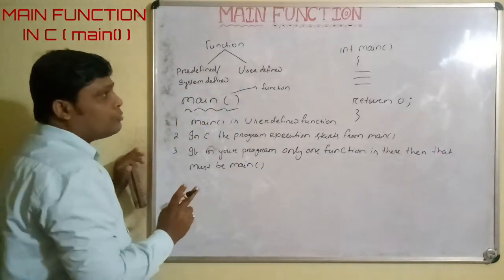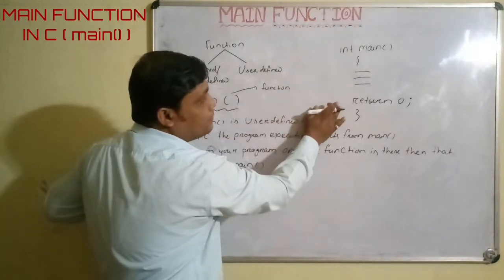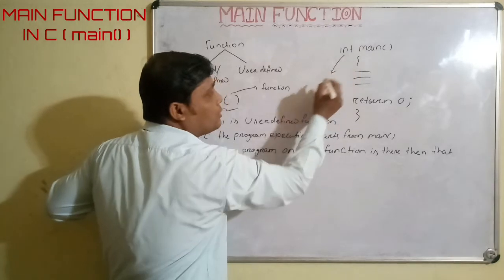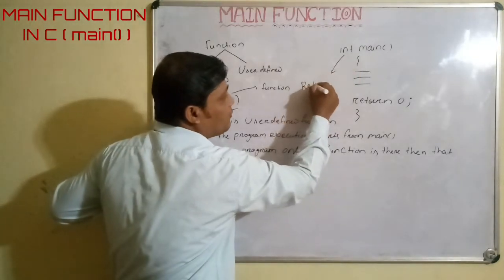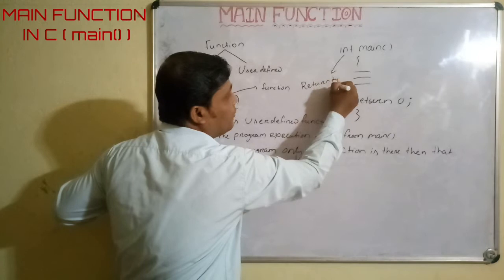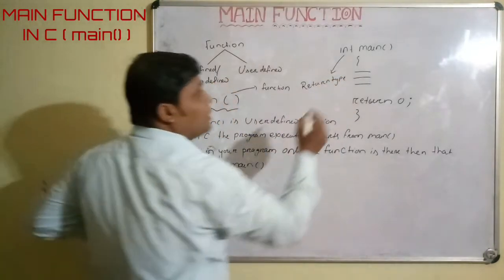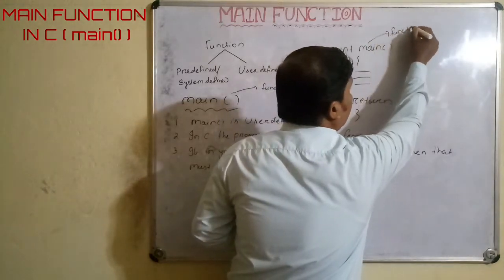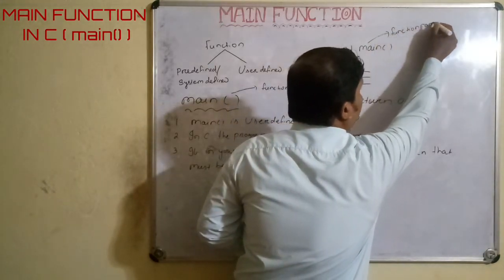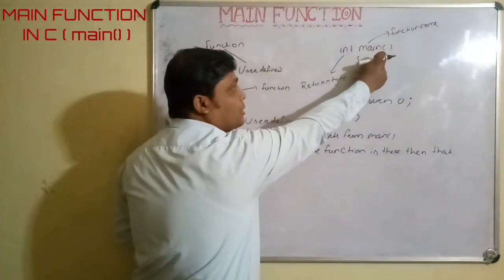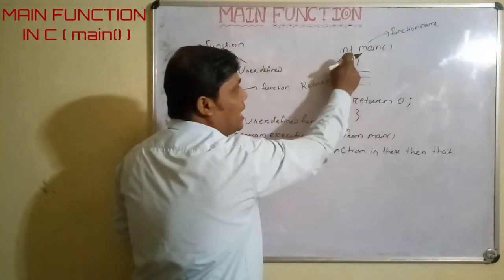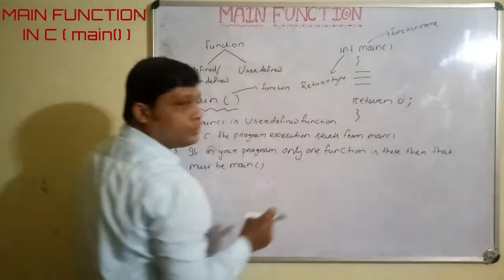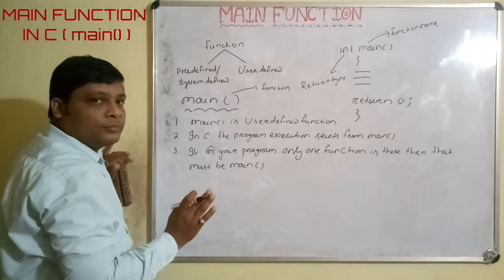Now see, in this syntax, integer main. So integer is what? We have already discussed. This is the return type. Clear? This is the function name. And there is no parameter passed here. And as the return type is integer, we have written return 0. Clear?